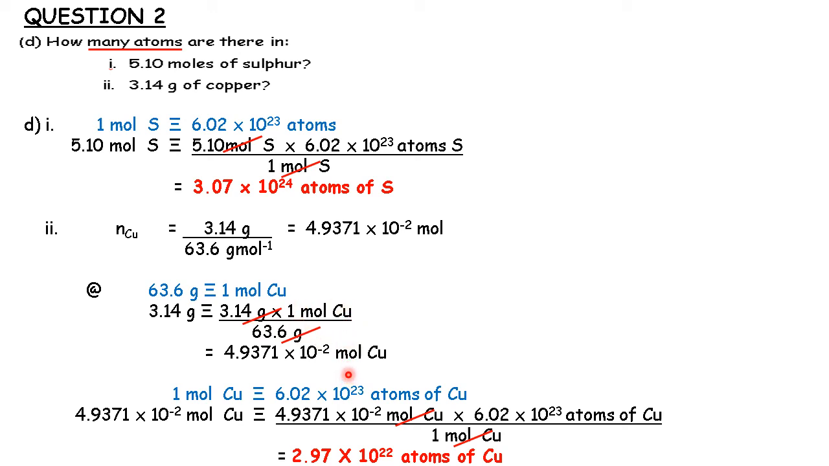Okay, based on the moles that you successfully found in part 1, you can continue to find the number of particles. So 1 mole is equivalent to 6.02 times 10 to the power of 23 atoms. So this number of moles, stoichiometry again, this times Na divided by 1 mole of copper, and then you get the answer 2.97 times 10 to the power of 22 atoms of copper. Clear?